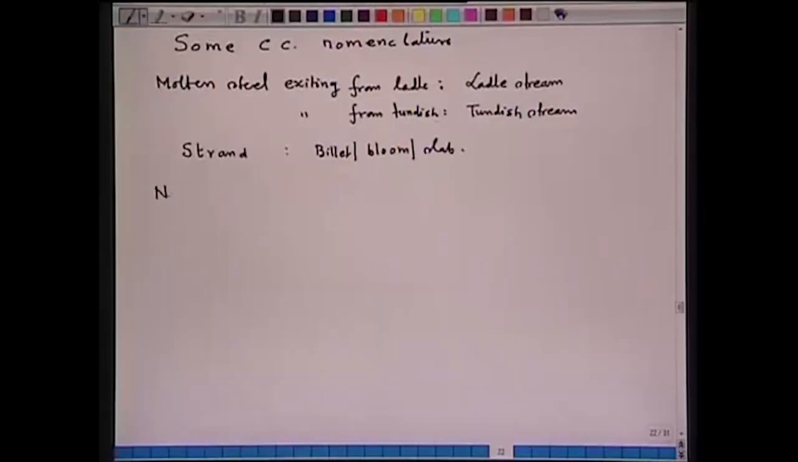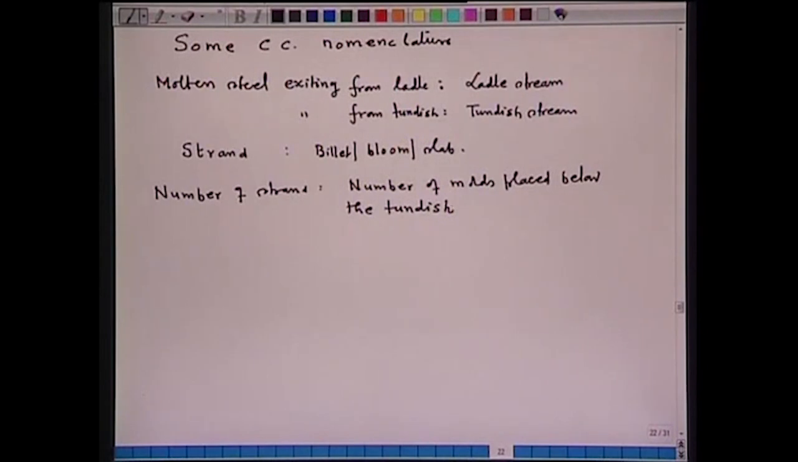Number of strands means the number of molds placed below the tundish. Say we have a single strand continuous casting machine where one mold is kept, or we have a multi-strand casting machine, as you must have heard the names or will be reading in the books, where more than one mold is kept below the tundish.